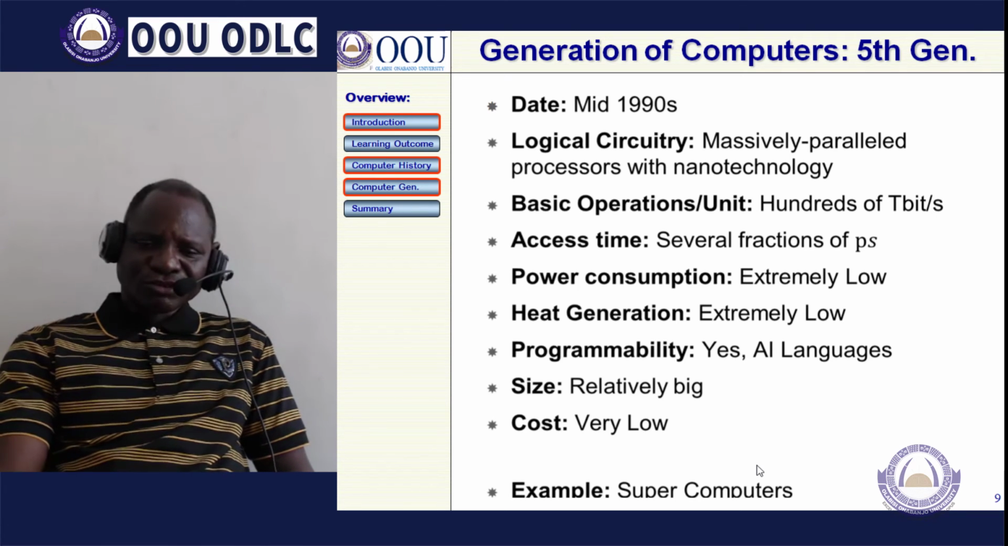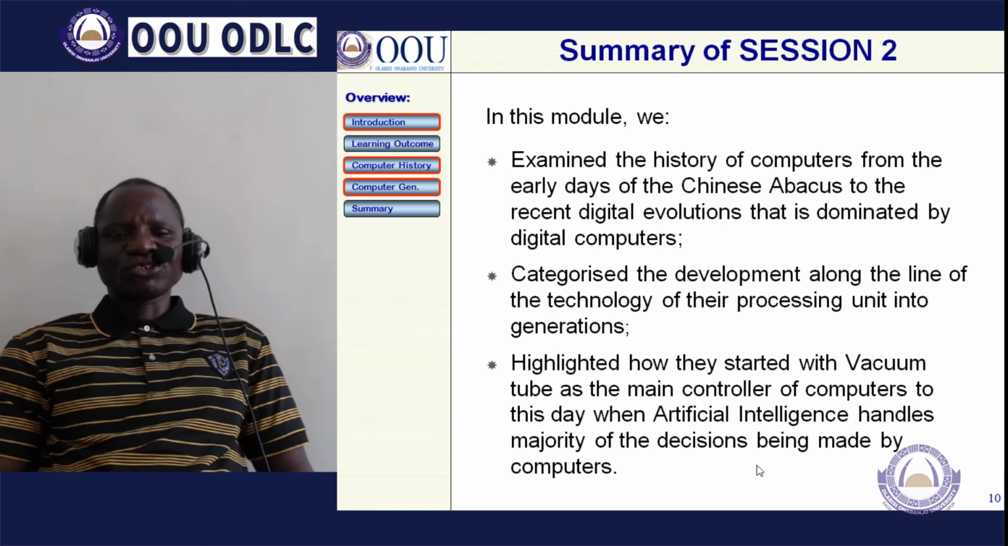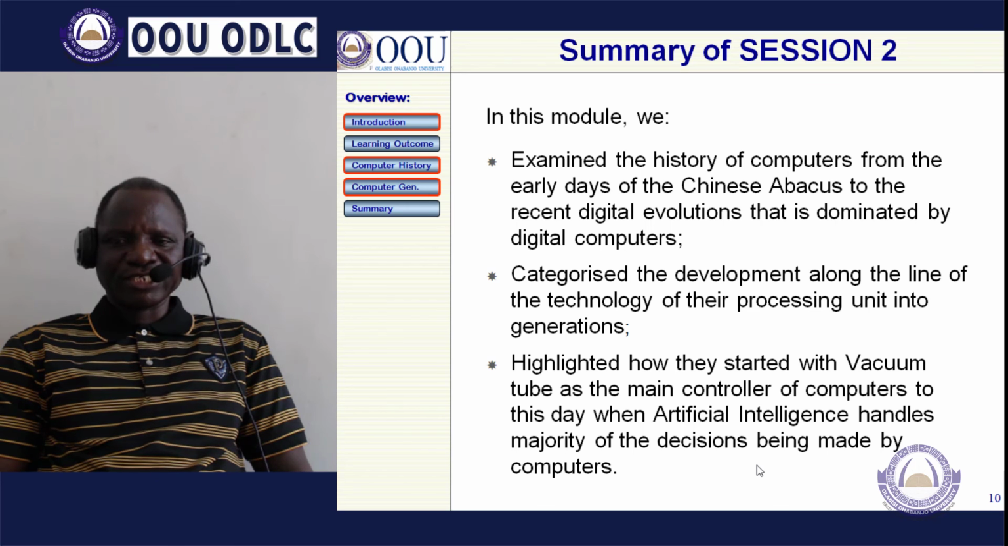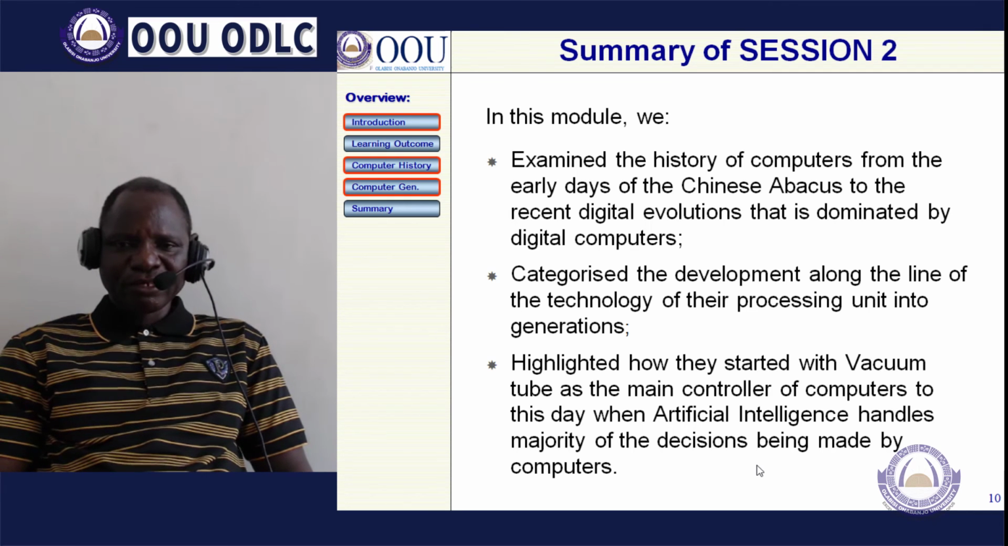Examples include supercomputers. This is what we want to look at in this session: the history of computers and how they can be classified into generations based on their technology, the underlying technology. That is the basic tenet of this session.